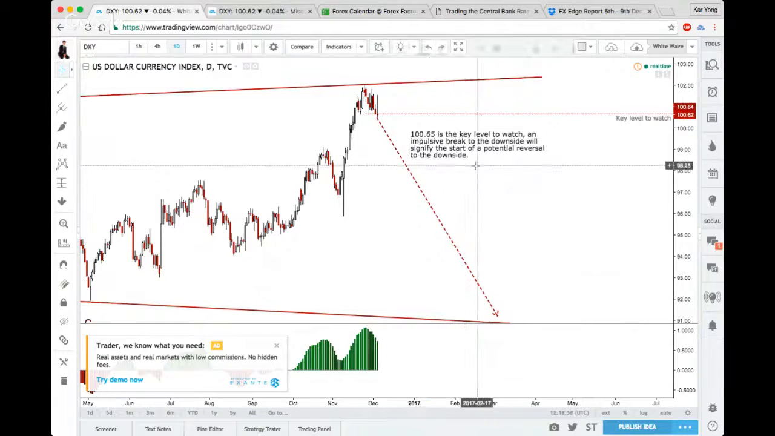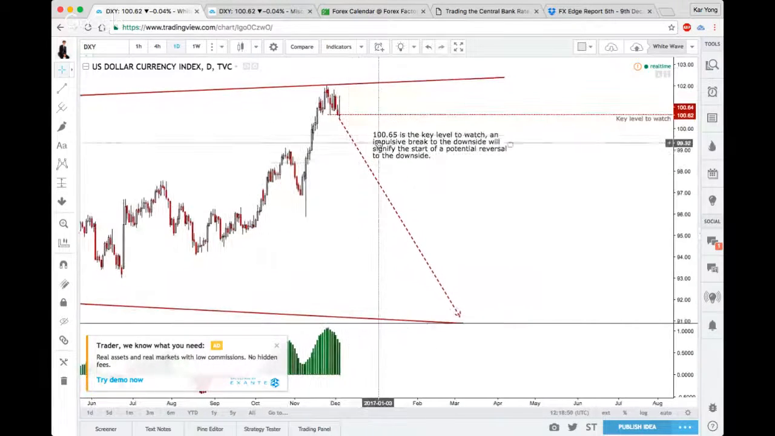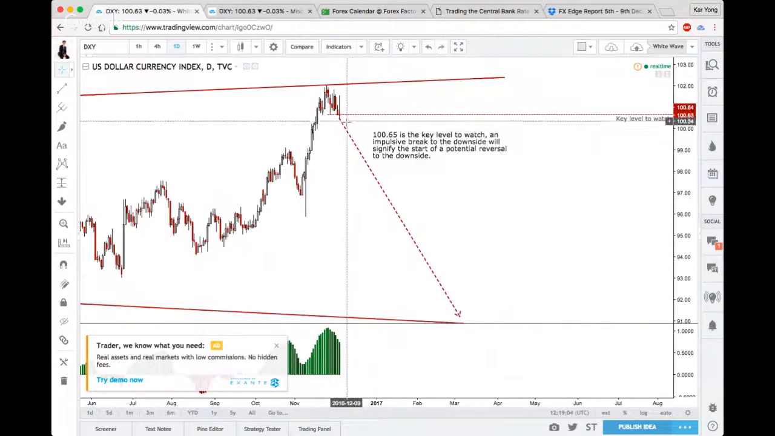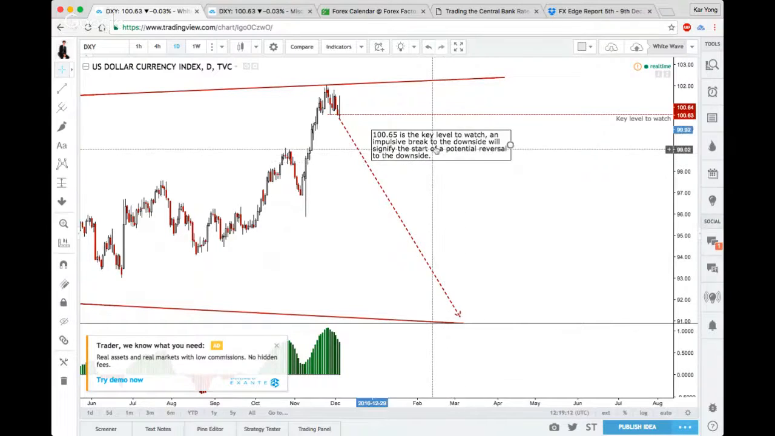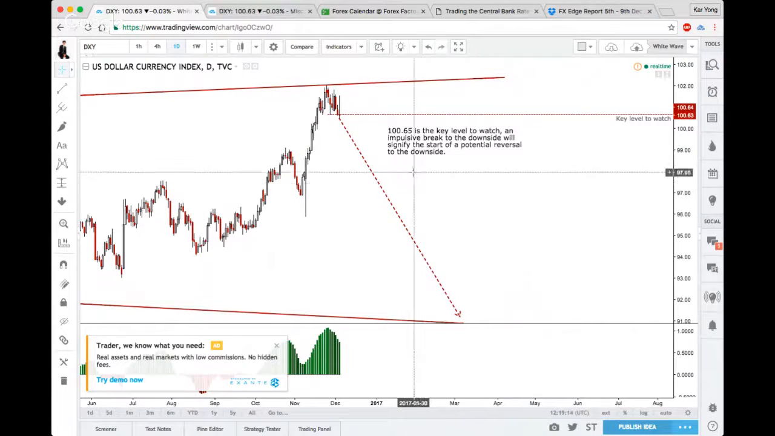Okay, so I wrote here as of the weekend, right? 100.65 is a key level to watch. If it breaks down very strongly, what we are seeing right now is a pin bar forming for today, right? If it breaks down very strongly to the downside, it might signify a potential reversal and not a correction anymore.